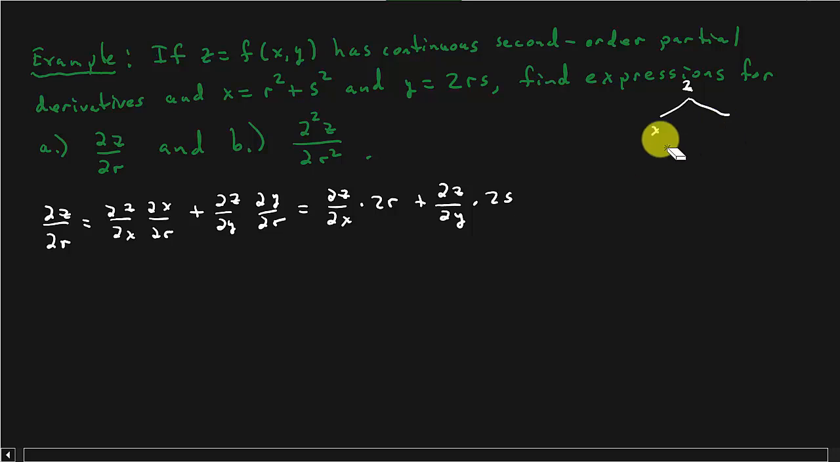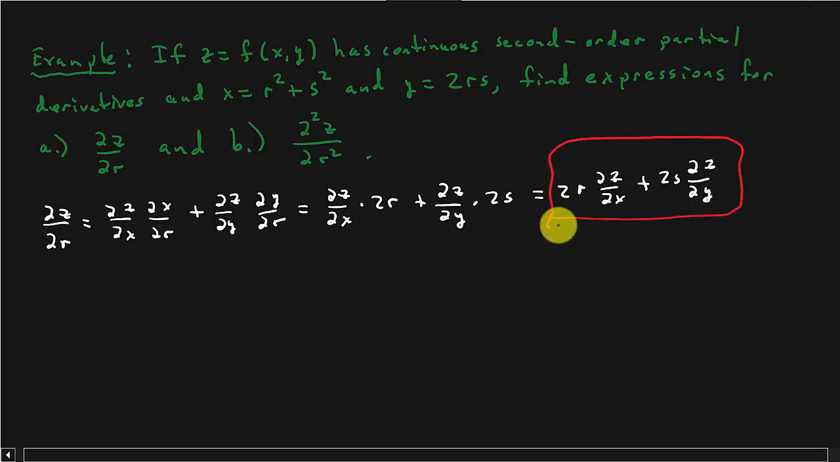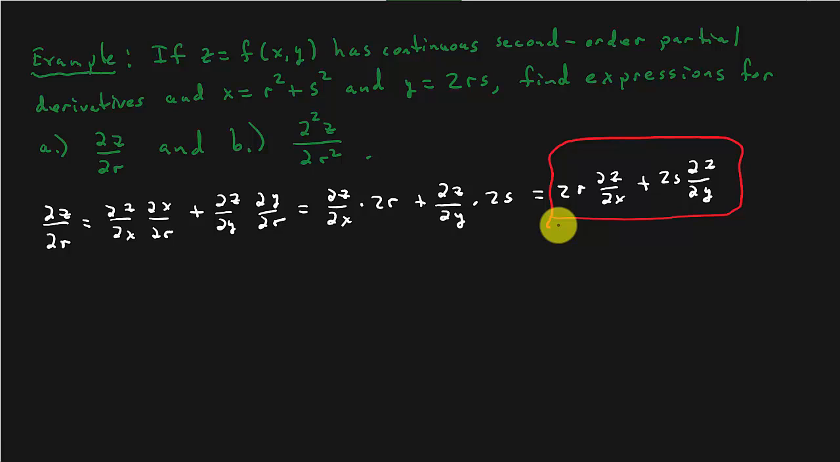So what do we have here? We have the partial of z with respect to r equals 2r times the partial of z with respect to x plus 2s times the partial of z with respect to y. So this is our answer for the first part. I'm going to circle it in red because we actually need that.